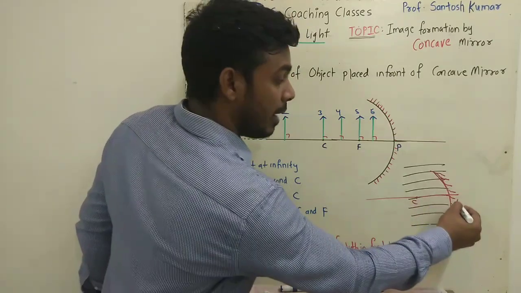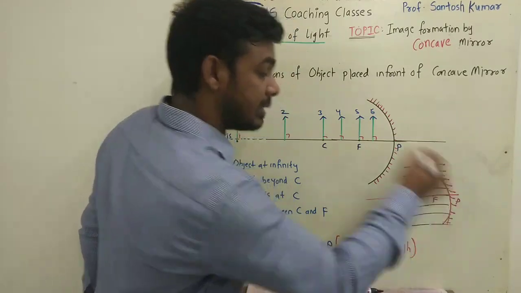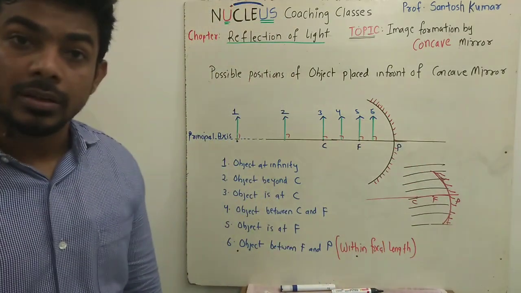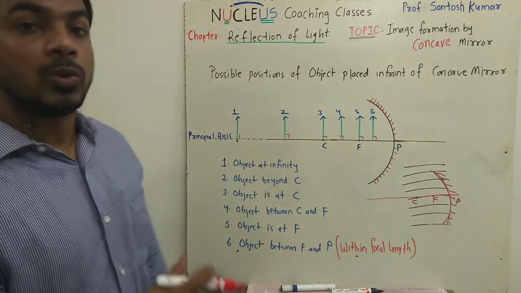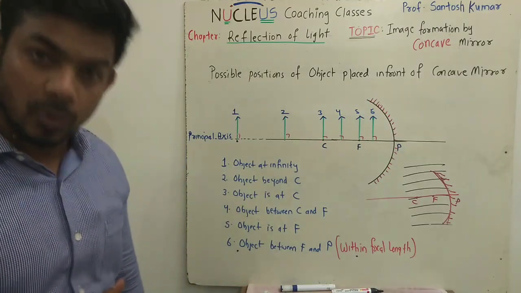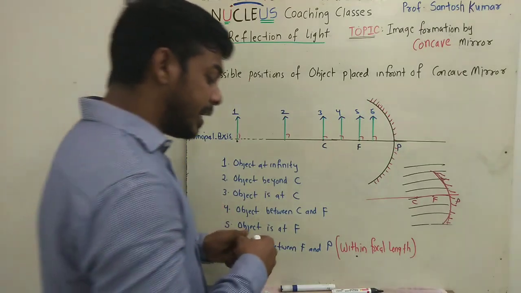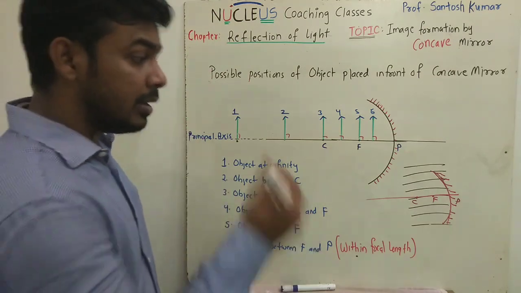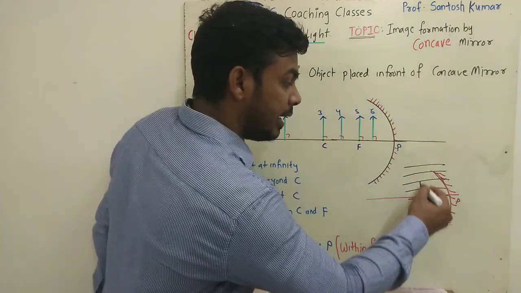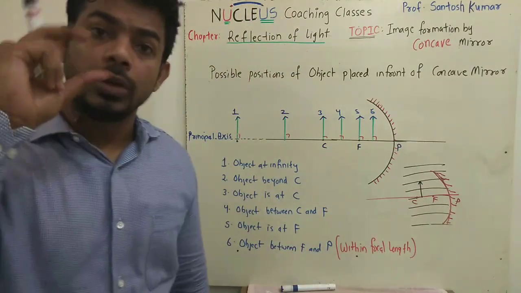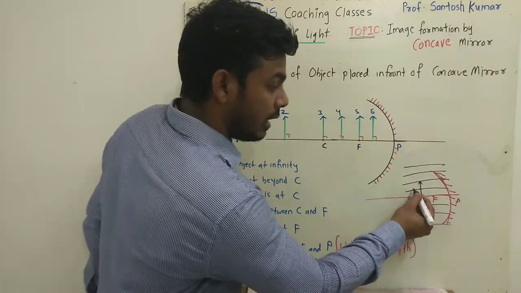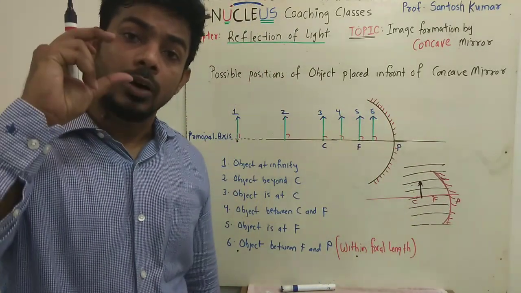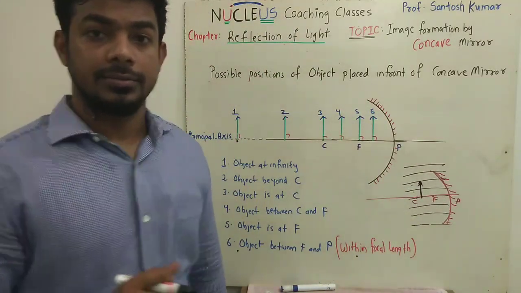And remember, mark P, mark F exactly between C and P, that is at 2 centimeter, because CP, that is radius of curvature, we have considered as 4 centimeter. And any object you draw should always be perpendicular to principal axis. And remember, here your object should be of the height of 2 lines. That means 1 and 2, every object should be drawn of size 2 lines.